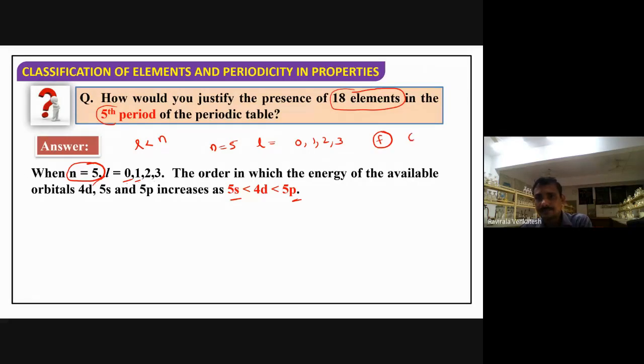6th period. Okay? F starts from the 6th period. This is an important point you need to remember. F orbitals will start from the 6th period.